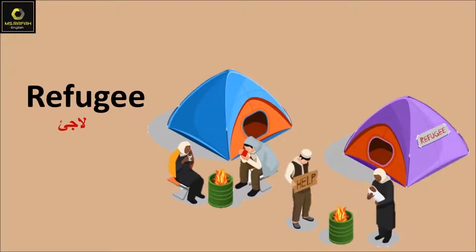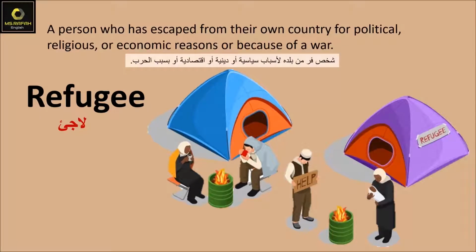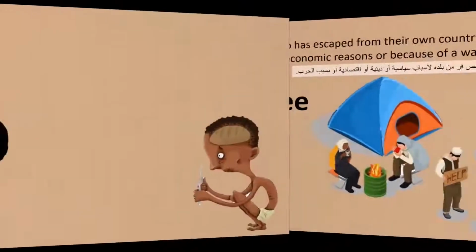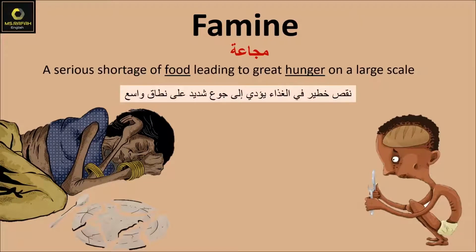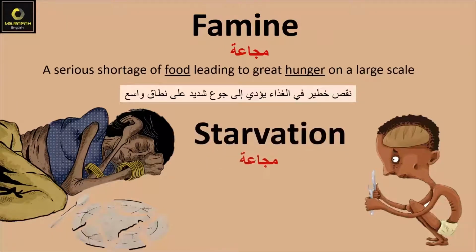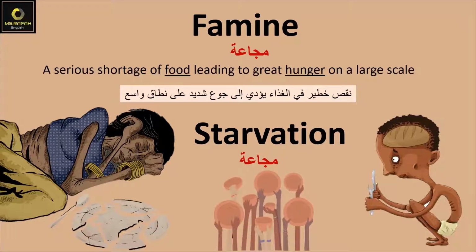Refugee: a person who has escaped from their own country for political, religious, or economic reasons, or because of a war. Famine: a serious shortage of food leading to great hunger on a large scale. Or you can say starvation.